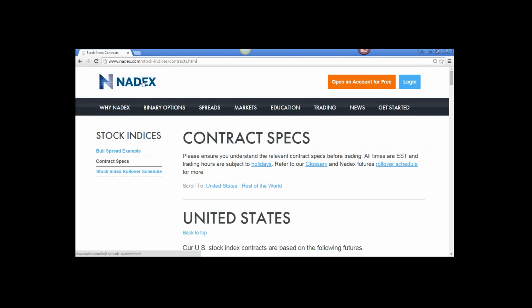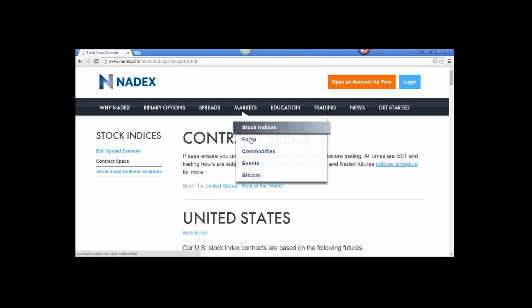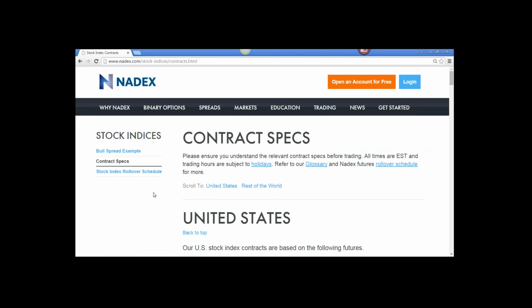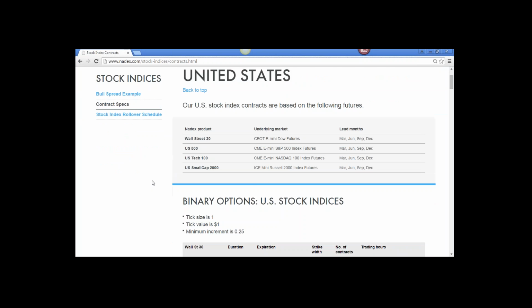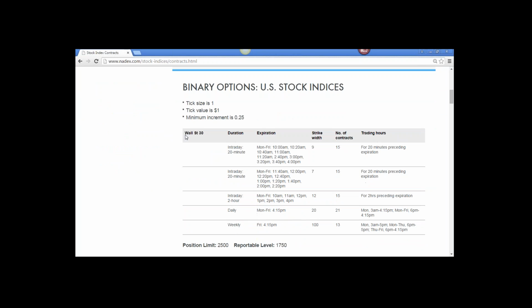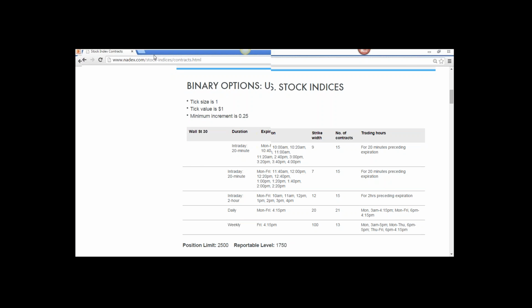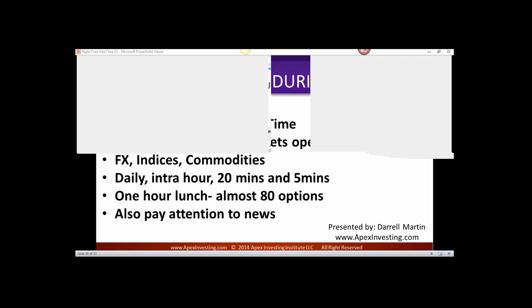Otherwise, go to nadex.com, go to markets, and it'll show you stock indexes, Forex, commodities, and click on contract specs, and then it'll just show you right here. Like Wall Street 30, which is the Dow, it'll show you 20-minute contracts, expire this time, intraday. It'll list out for you right there what is available and what's not. Okay? So, all right, let's move on here real quick.